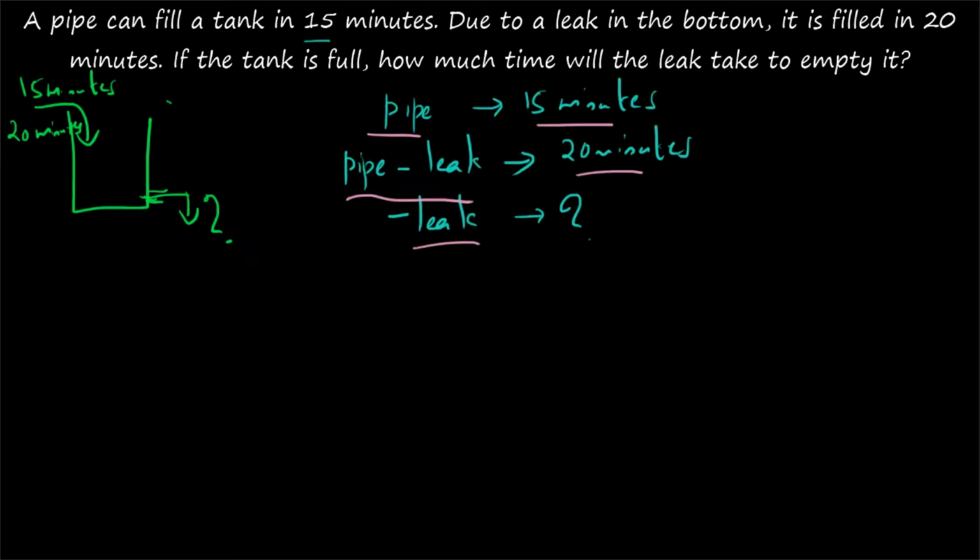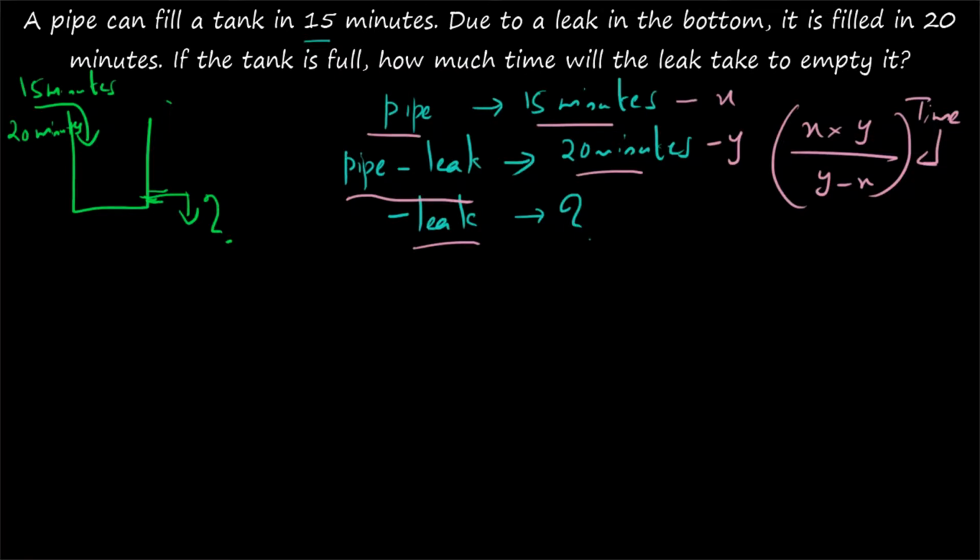So how to do this? If this is x and this is y, we can do x into y divided by y minus x, which will be the total time taken by the leak alone. We just have to multiply the times taken by the pipe and by the pipe and leak together, and take the difference. Normally, A is taking x minutes, B is taking y minutes, then A plus B together will be taking xy divided by x plus y. Here A plus B is given and we are asked to find B. That is the only difference.